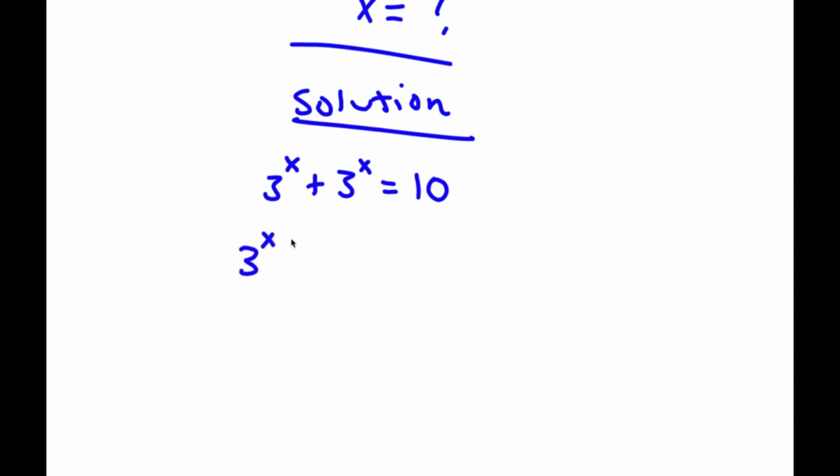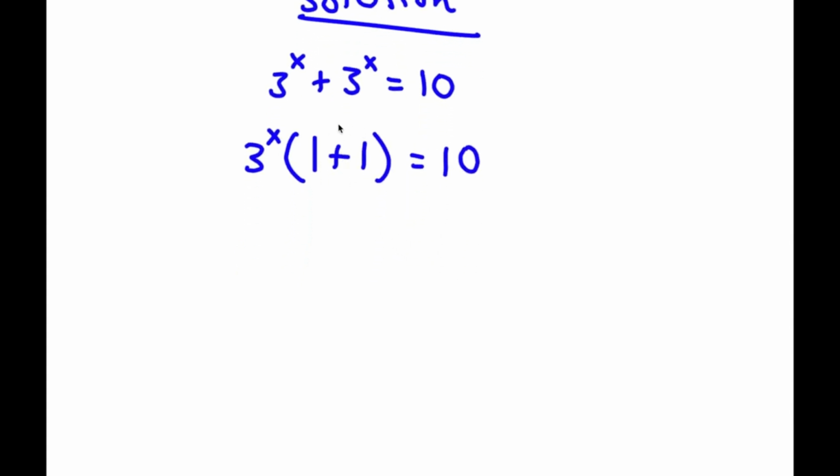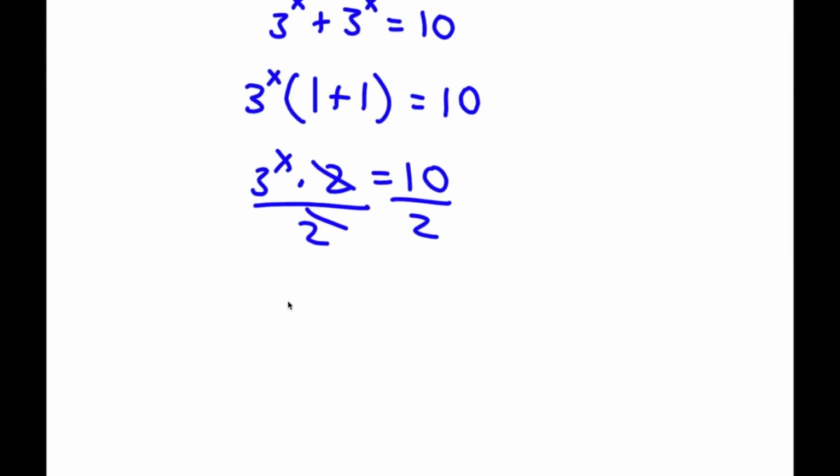So now I have 3 to the power of x times 3 to the power of x divided by 3 to the power of x is 1. So I have 1 plus 1 is equal to 10. Now 1 plus 1 is 2. So I have 3 to the power of x times 2 is equal to 10. Now I'm going to divide by 2 on both sides. So then these two cancel out, and I'll be left with 3 to the power of x is equal to 10 divided by 2 is 5.